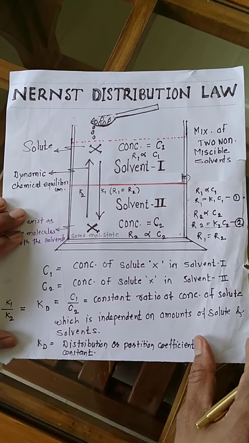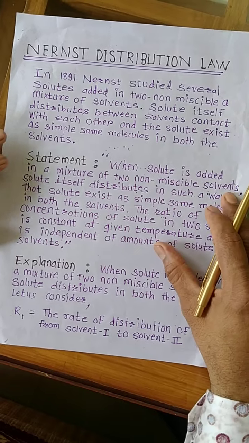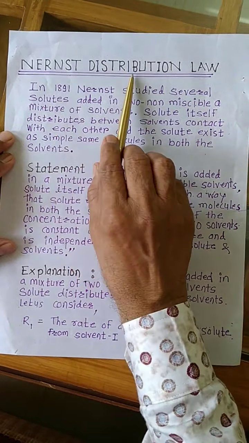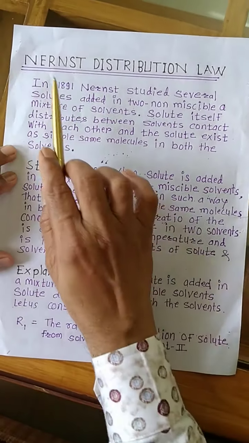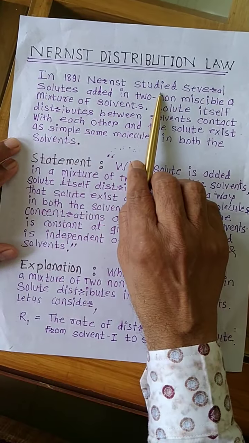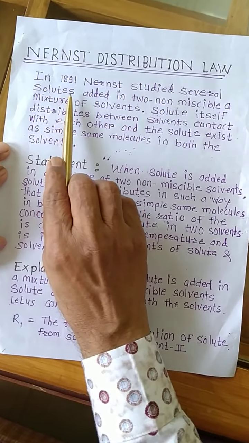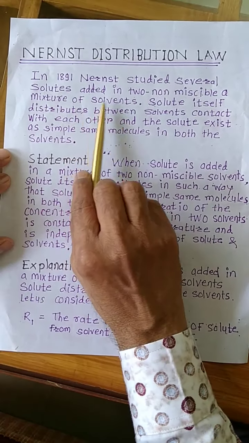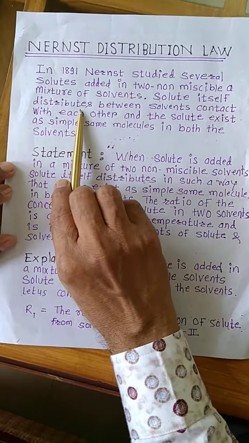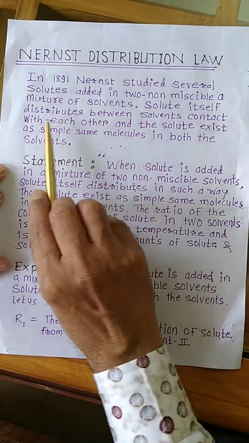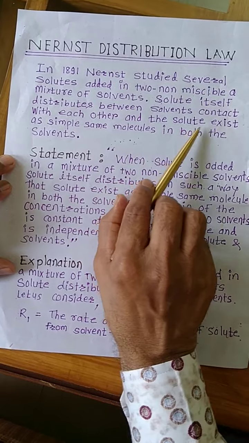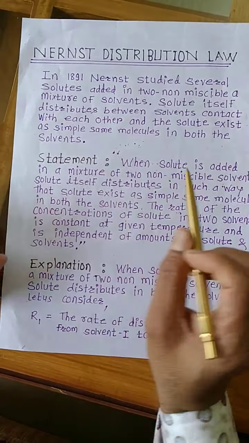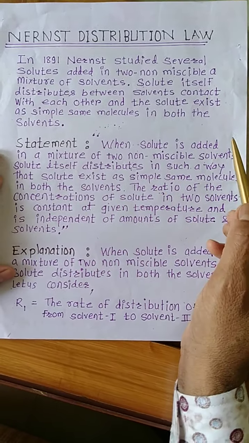More details we may learn theoretically. See here the more detailed theoretical study of Nernst distribution law. In 1891, Nernst studied several solutes, which may be solids or liquids, when added in a mixture of non-miscible solvents. Solute distributes itself between solvents in contact with each other, and the solute exists as simple or same molecules in both the solvents. Now a question may arise in the examination.